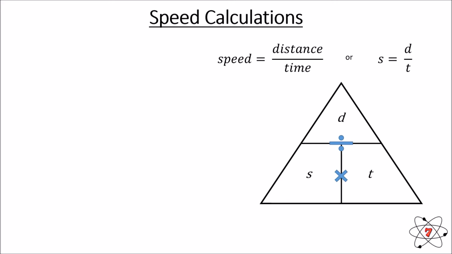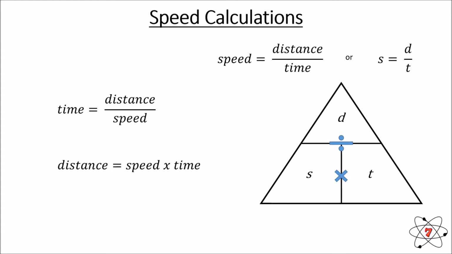So, from our original equation, we can now see that it's possible to rearrange these equations. And we can see that time is going to be equal to distance divided by speed, because distance is also on top of speed. We can also see that distance is going to be equal to speed multiplied by time, because speed is next to time. So from our equation triangle, we can derive three different equations, and we can now calculate speed, time, or distance. So we can rearrange our equations.